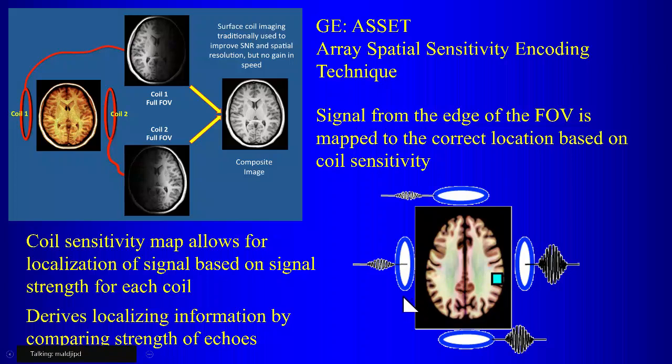Okay? So by looking at each of these coils individually and the signal from this particular region of the anatomy, we ask where we want to map this signal. Do we want to map this on this side or this side? Well, we're going to map it on this side because the signal was higher in this coil than it was on the other coil. And so there is some spatial information there. And this is what the software uses to unwrap the image, okay? So it derives that localizing information by comparing the strength of the echoes in the different coils.